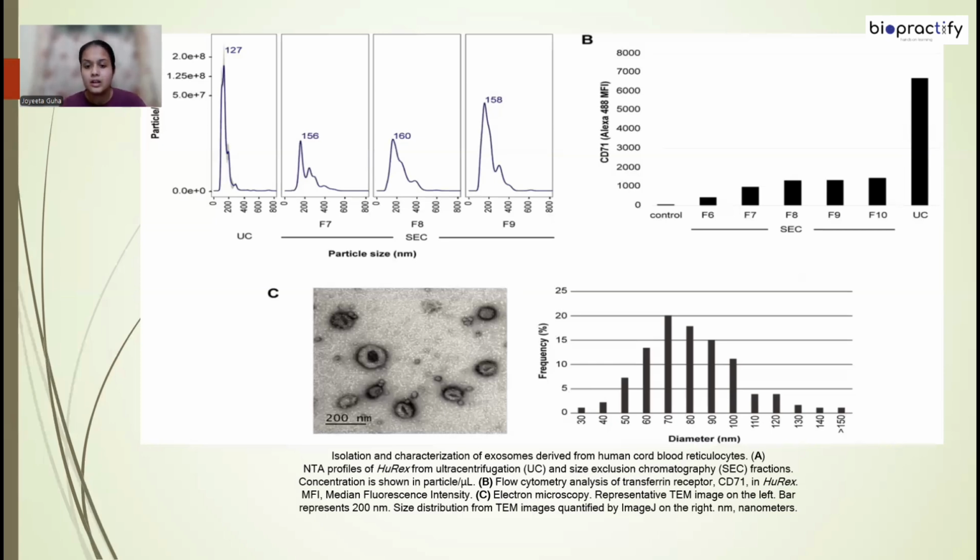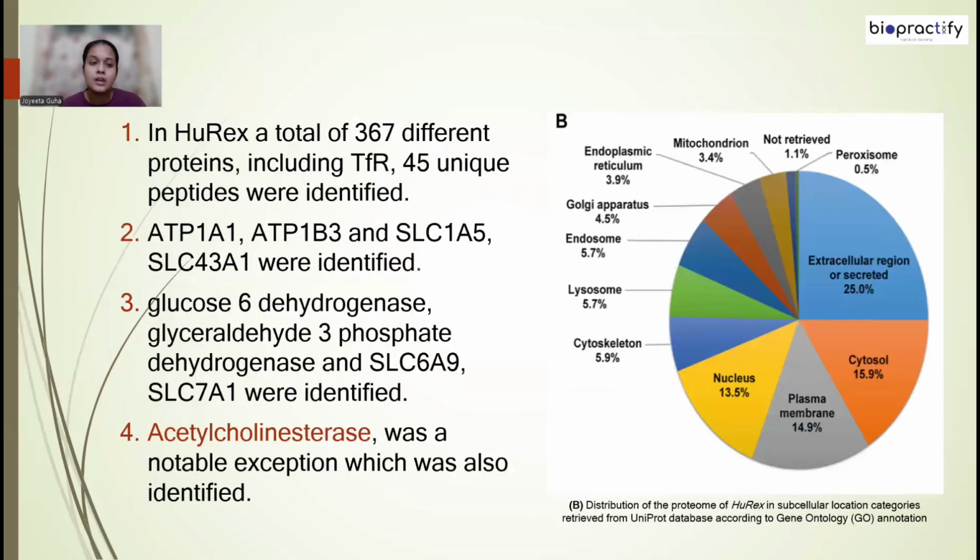Okay. Let's move on. So now comes the protein analysis. What proteins are found here in the exosomes? In Hurex, a total of 367 different proteins are found, including TFR, and 45 unique peptides were also identified. Previously, scientists knew that only 7 proteins were present in Hurex, but after this research, it was proved that there are 367 proteins present.